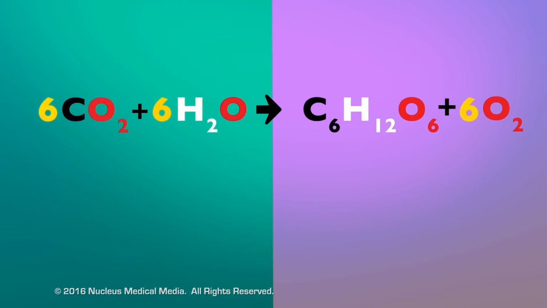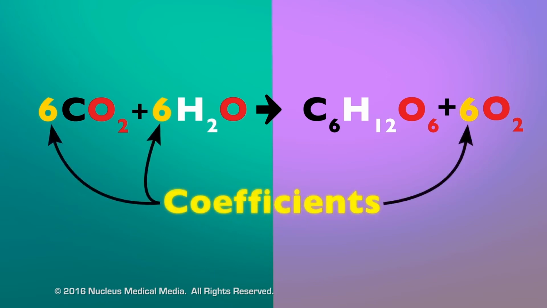It shows 6 molecules of carbon dioxide reacting with 6 molecules of water to produce 1 molecule of glucose and 6 molecules of oxygen. The numbers in front of the formulas are called coefficients. They indicate the number of molecules of each reactant and product. If there's no coefficient, it's understood to mean 1 molecule of that substance.